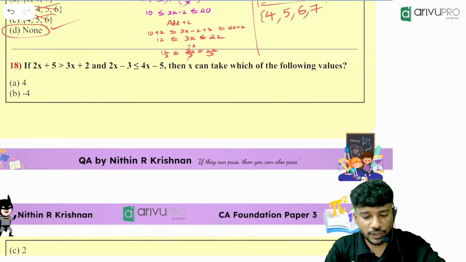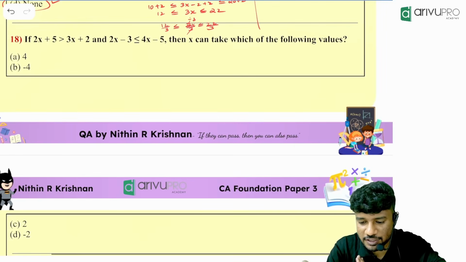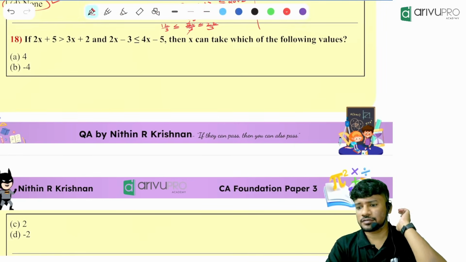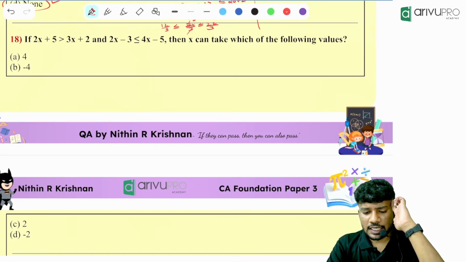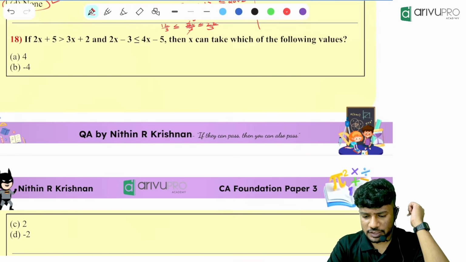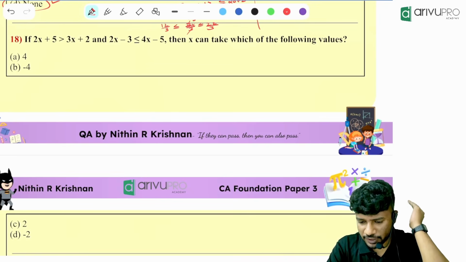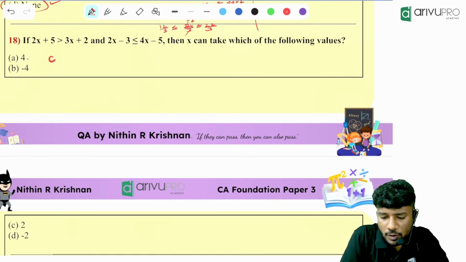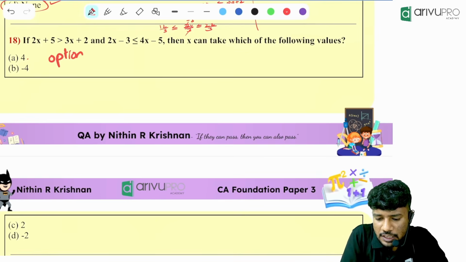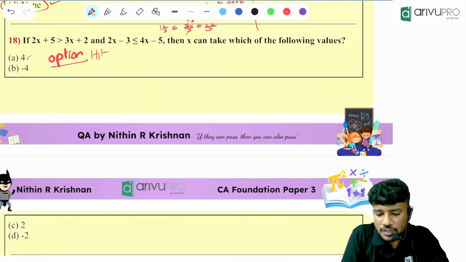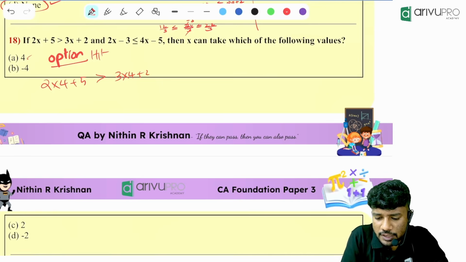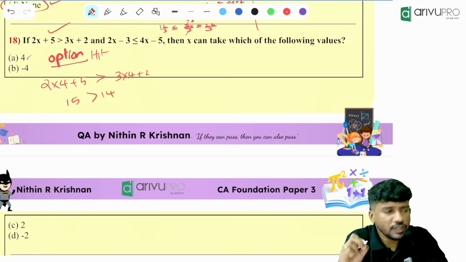Same way, the easiest one is what? Option hitting over here. Rather than solving, option hit. Look at the options and check which option is going to give you the answer. 2x plus 5 greater than 3x plus 2. Then the second one is 2x minus 3 less than or equal to 4x minus 5. If you put 4 in the first option: 2 into 4 plus 5 greater than 3 into 4 plus 2. That is 13 greater than 12 plus 2 is 14. That is correct.